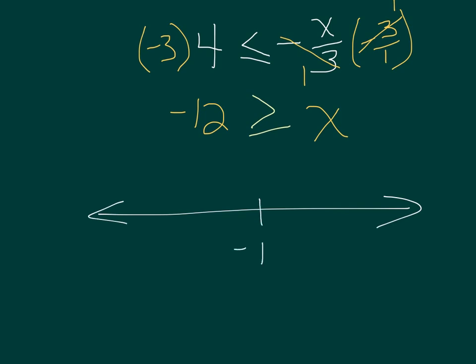Let's mark our -12. Is it an open circle or closed circle? Hopefully you said closed circle here. Okay, and we want numbers that are less than. We want x to be less than -12. So what does that mean? It means we're pointed to the left. Okay? So that's the last one.